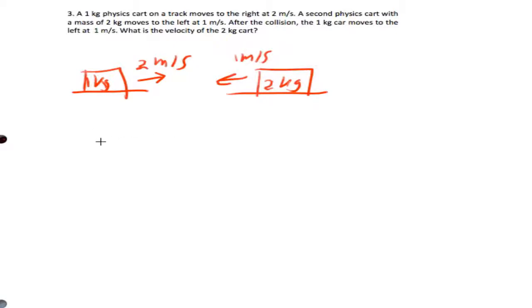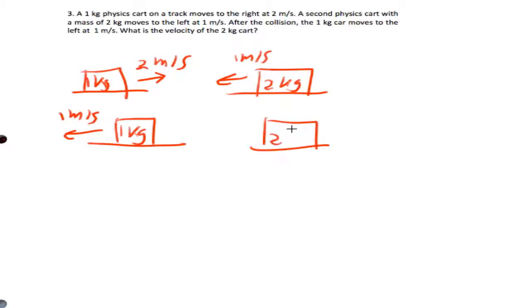And then we're told they hit, and then what happens is the 1 kilogram cart goes to the left at 1 meter per second, and we want to figure out what's going to happen to the 2 kilogram cart. We actually don't know whether it's going this way or this way. We've got to figure that out. So let's do some bar graphs.